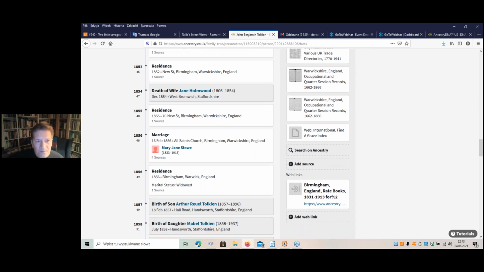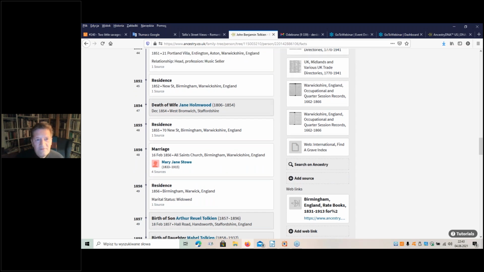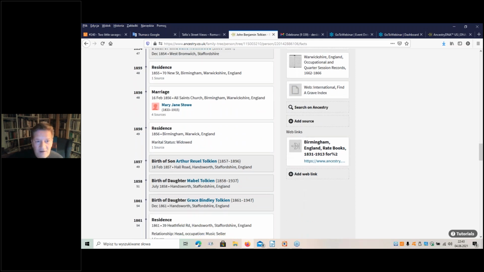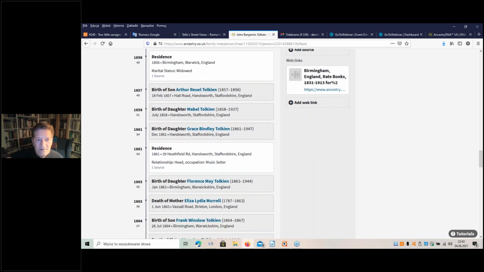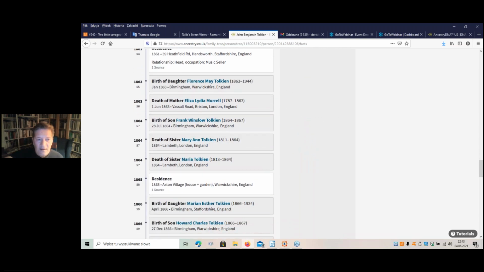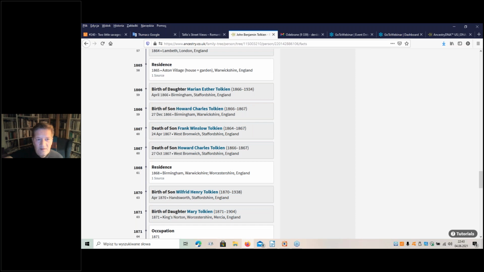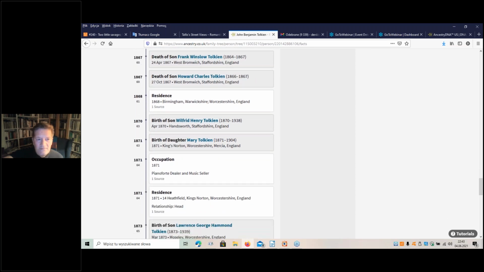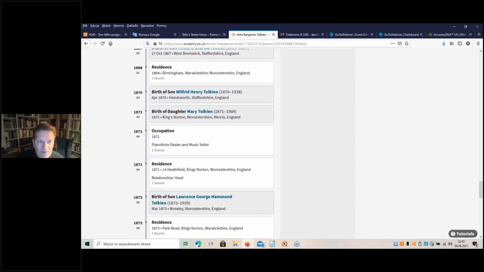And unfortunately, his wife Jane Holmwood died when he was 47, and in 1856 he got married to Mary Jane Stowe, and she was the mother of Arthur Reuel Tolkien, J.R.R. Tolkien's father. And the residence changed, as you can see here, many houses. And finally, when he was 64, he was a pianoforte dealer and music seller.